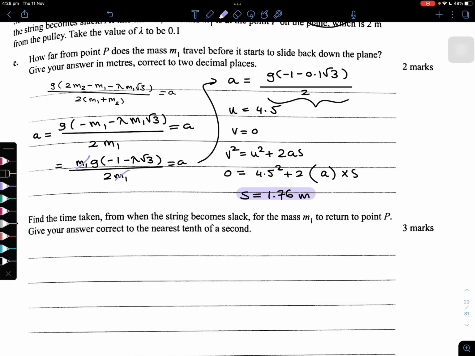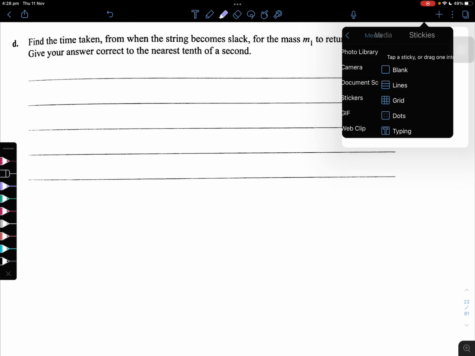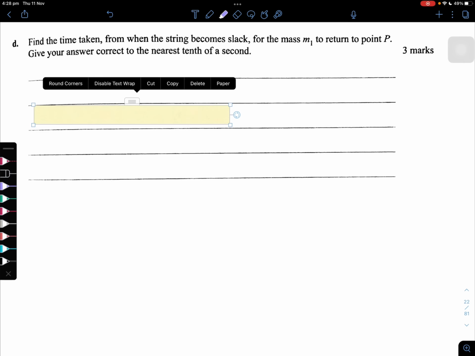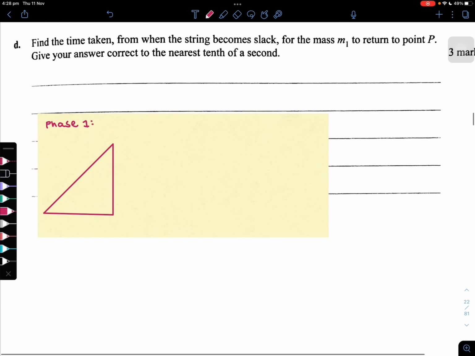Okay, find the time taken from when the string becomes slack for the mass m1 to return to point P. Give your answer correct to the nearest tenth of a second. So what I would do is, let's just draw some nice little diagrams here. We've got two phases, right? Phase 1. Our thing looks like this. Now I'm going to ignore the mass 2 because right now the string is slack.